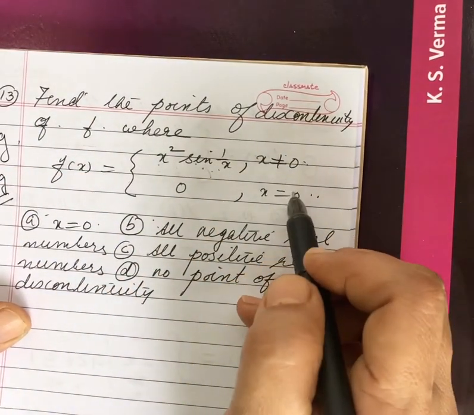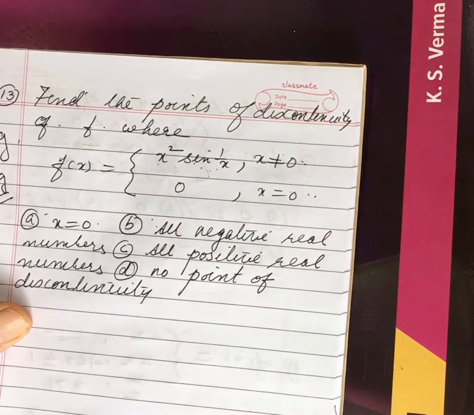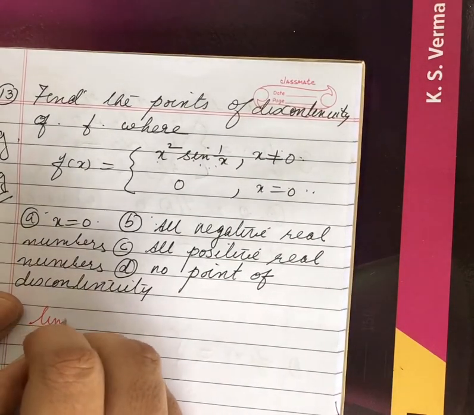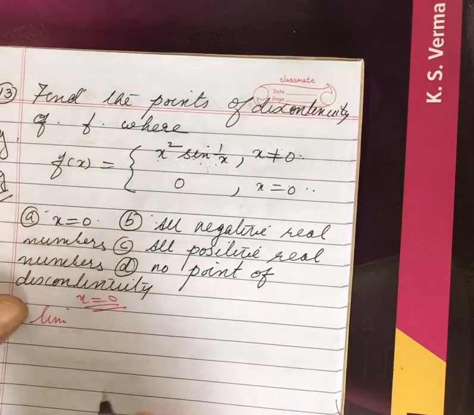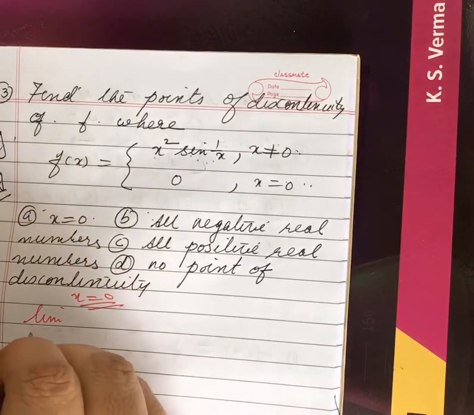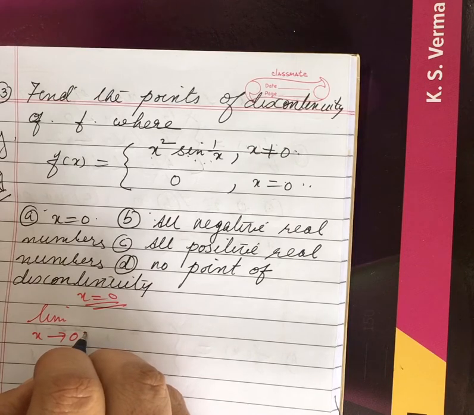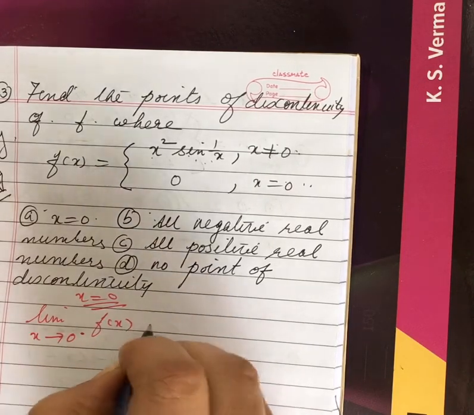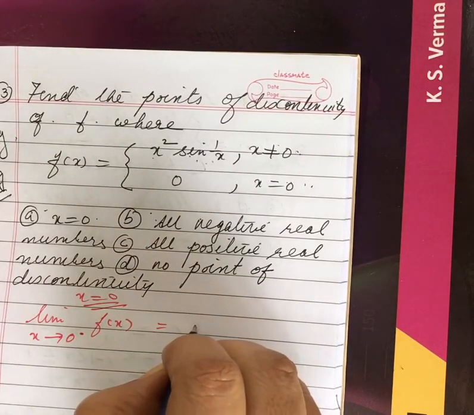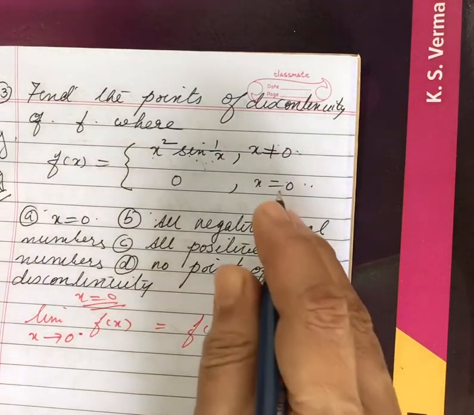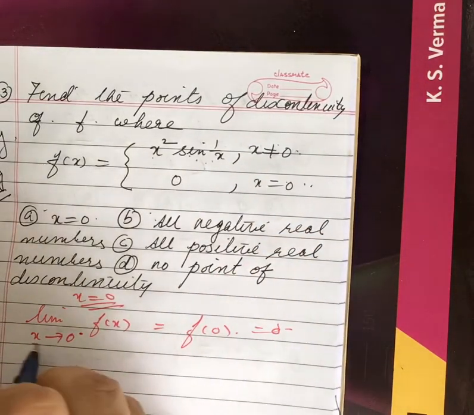But when x is equal to 0, you have to be careful, because now we are going to check only this danger point, that is x equal to 0. How to check? Limit x tends to 0 of f of x and f of 0 you have to check. F of 0 is definitely 0. Now what is the limit of this?